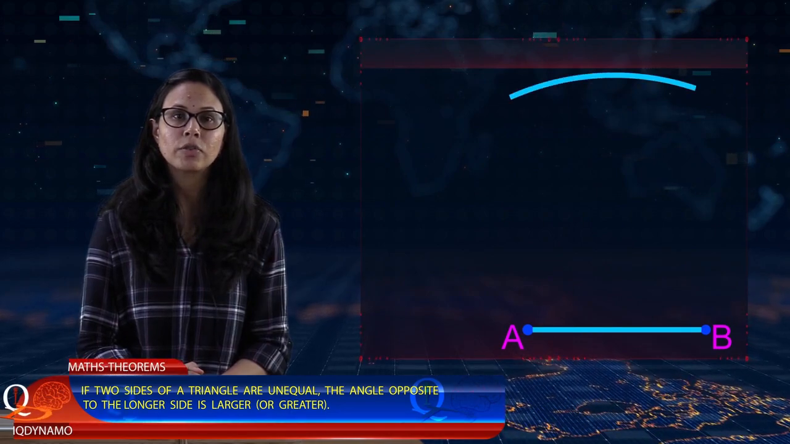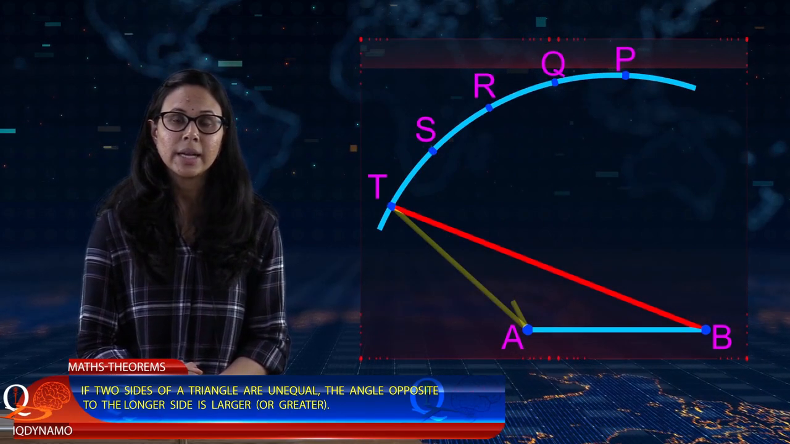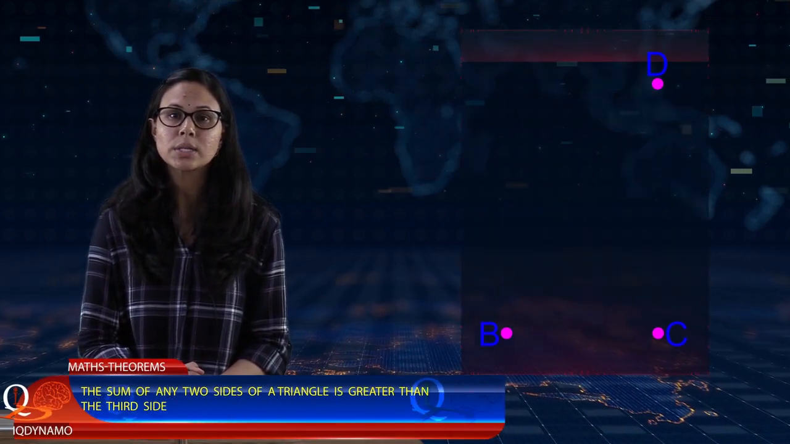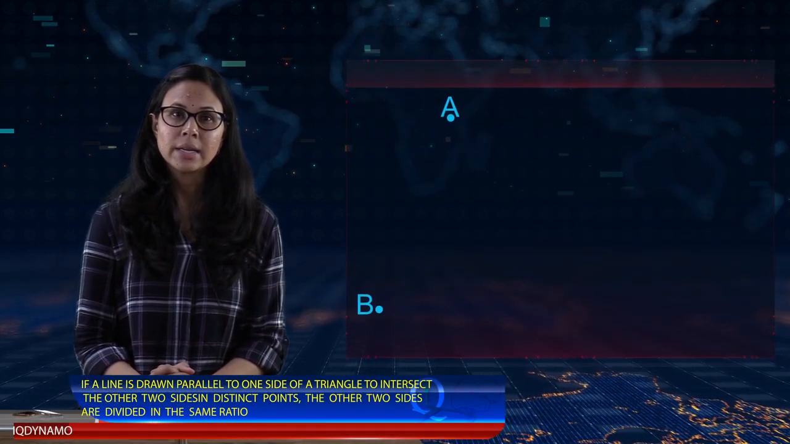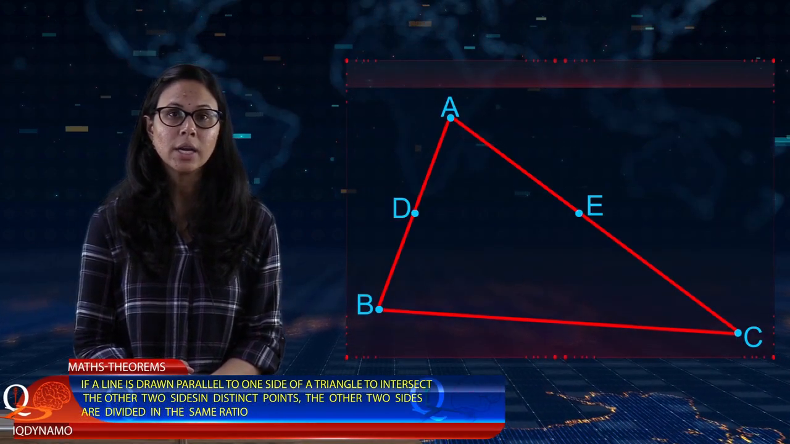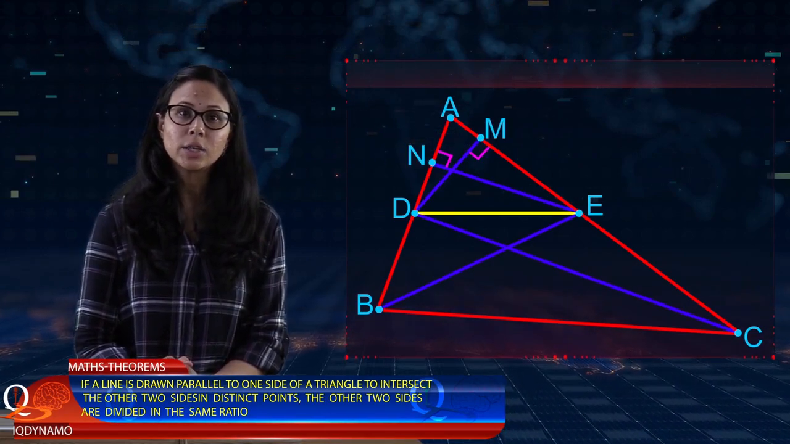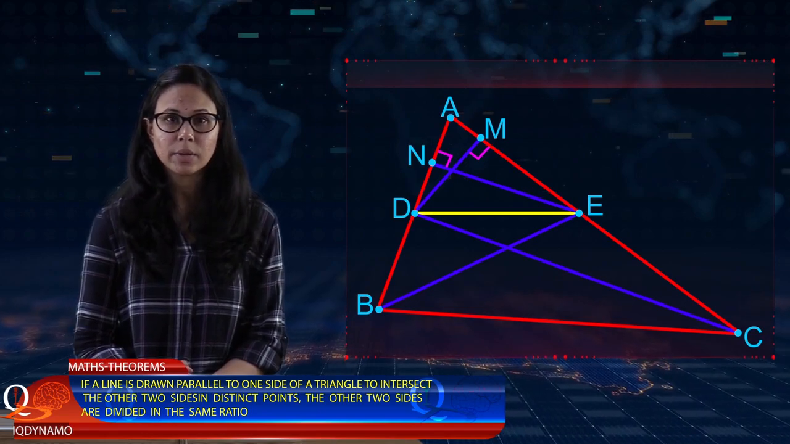If two sides of a triangle are unequal, then the angle opposite to the longer side is larger. In any triangle, the side opposite to the larger or greater angle is longer. The sum of two sides of a triangle is greater than the third side. If a line is drawn parallel to one side of a triangle to intersect the other two sides in distinct points, the other two sides are divided in the same ratio.